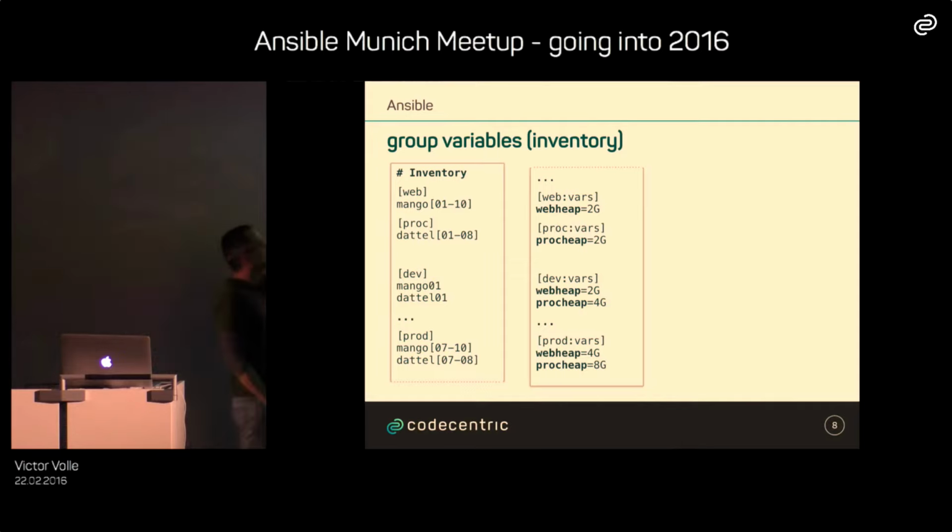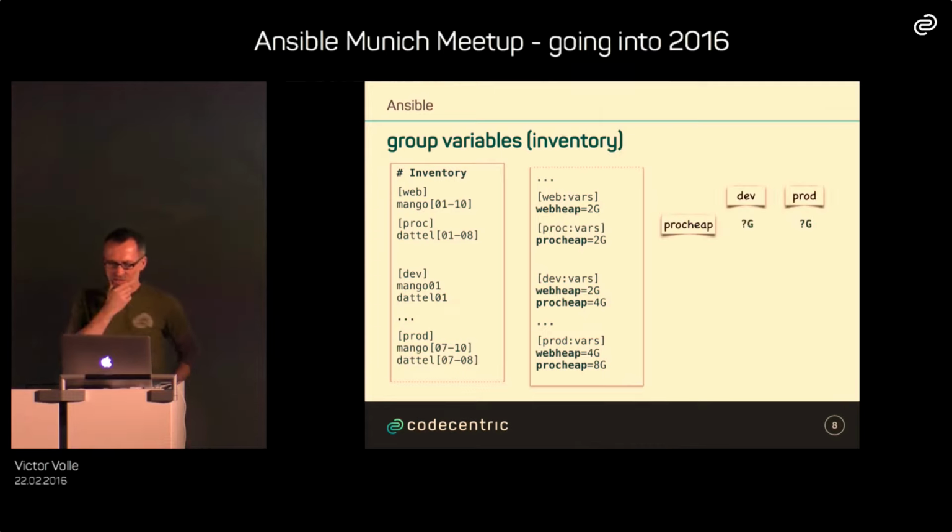And now I can define in development the web heap, and the proc heap should be this, and in production it should be that. Nice enough. Should work. So let's look. What would you say I will get in development for proc heap? And in production? 4 and 8.